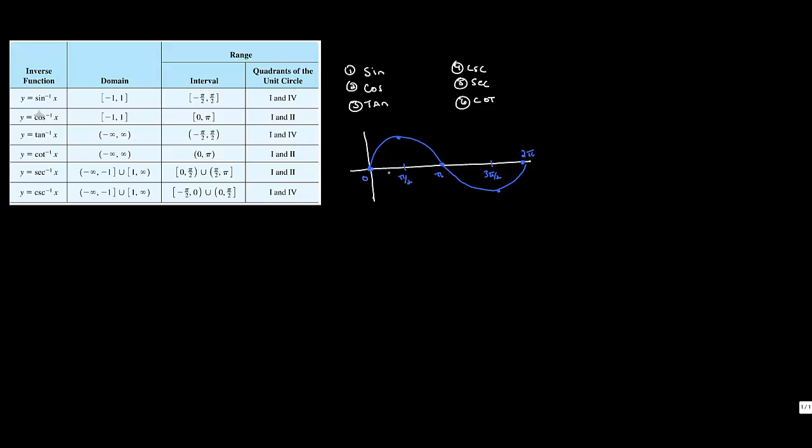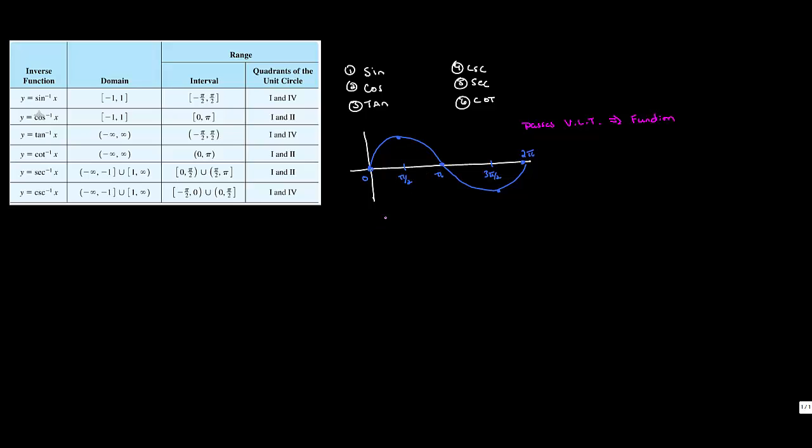Now, what I want you to notice is that this function, well, first it is a function, so it passes the vertical line test. So because this passes the vertical line test, it implies that this is a function. Now, the question is, does this guy have an inverse? Does this guy have a function that undoes this function?